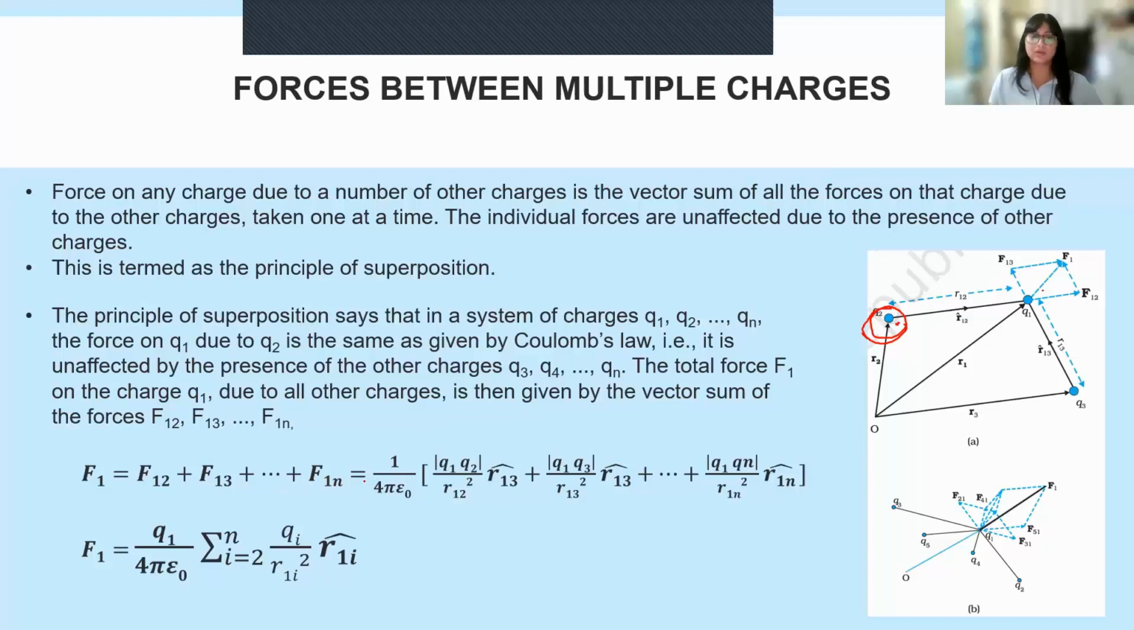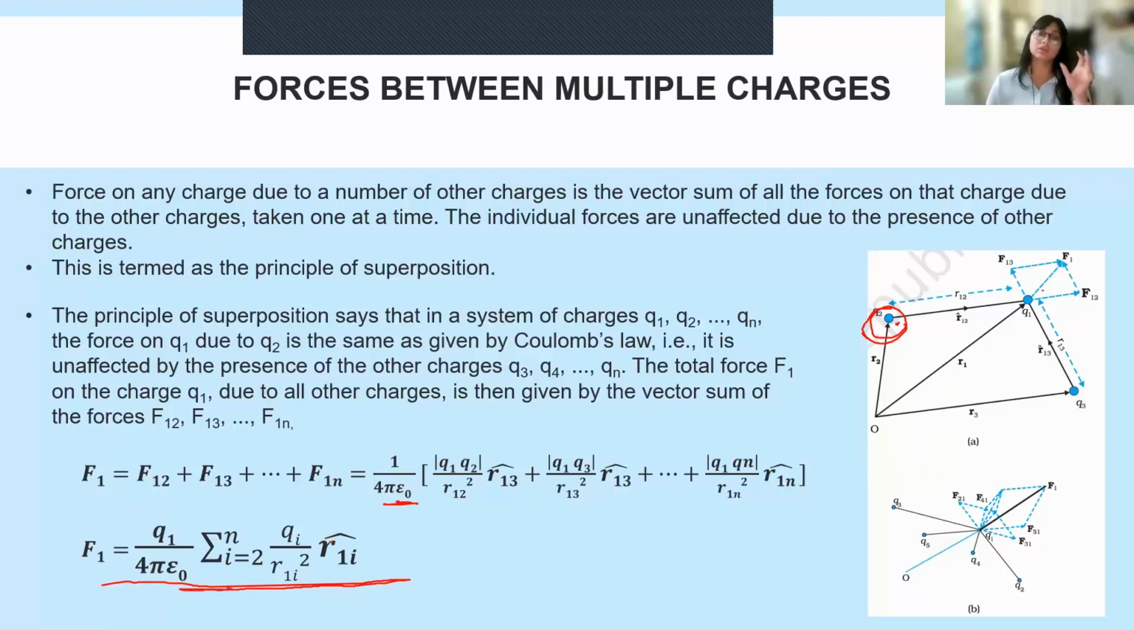Okay, n can range from 1 to any number, and then by putting in Coulomb's law, you find F12, F13 all the way to F1n. Then you add them up, and you see that k, the constant of proportionality, is taken out as a common term, and then you add all the other terms. So this is your final equation.